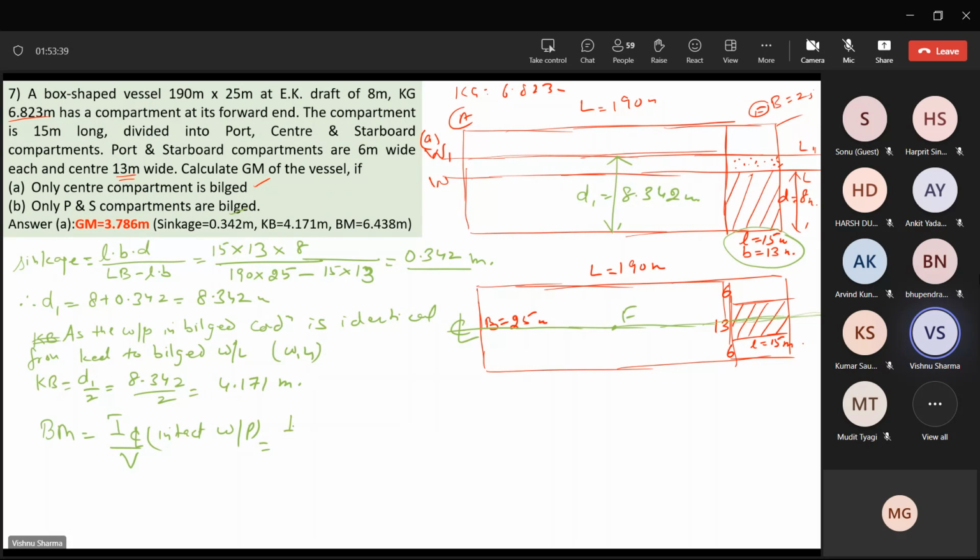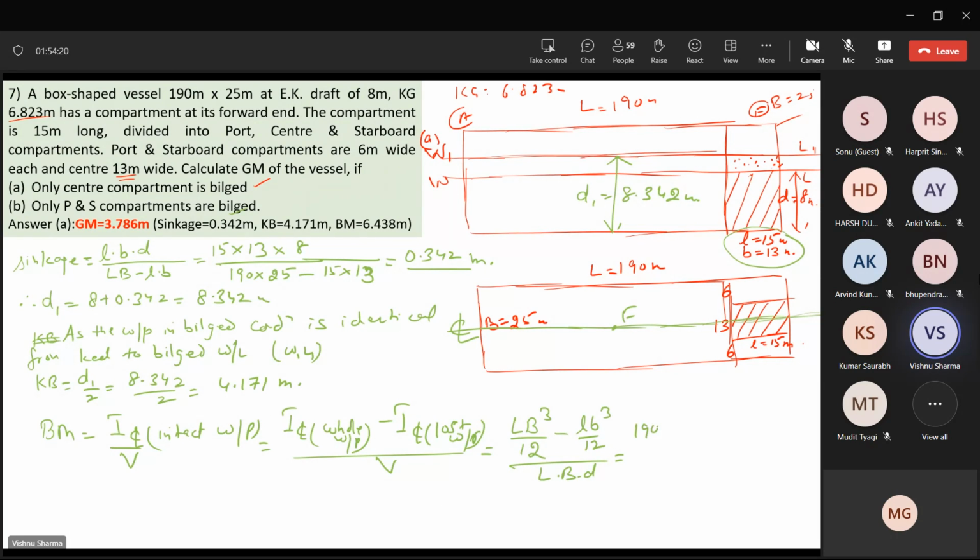ICL of the intact water plane will be equal to ICL of the whole water plane minus ICL of the lost water plane, divided by volume of displacement. ICL of the whole water plane is no issue, LB cube by 12. Tell me, is the center line a standard axis for the lost water plane? Yes, sir. So then it will be minus lb cube by 12 divided by LBD.